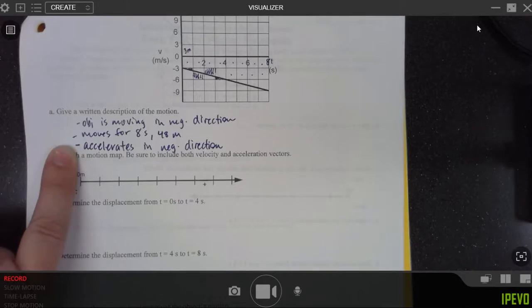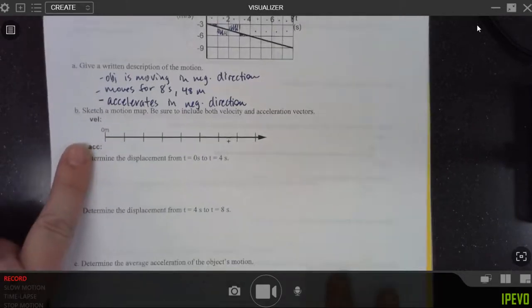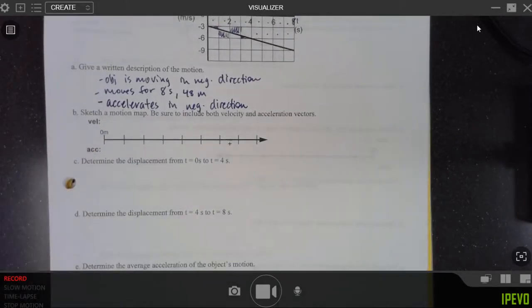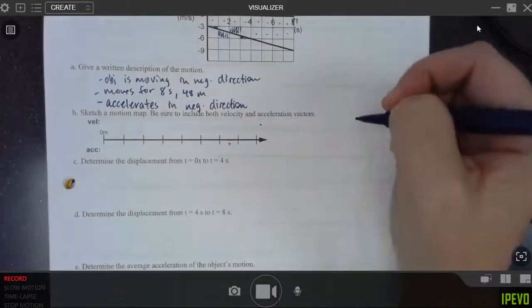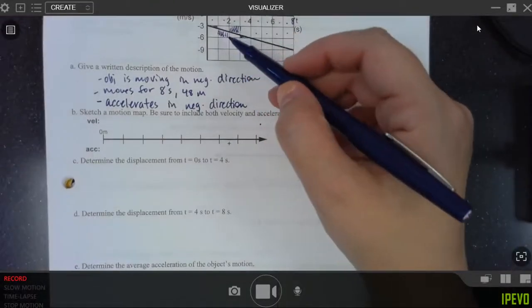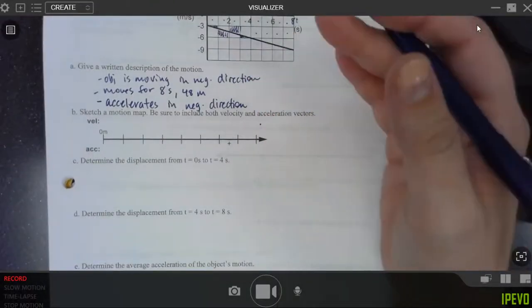Okay. So next, a motion map. With our motion map, we're not really told where it started, but it is moving in the negative direction. So we know we're going to start down at this end. And we know that our velocity is going to get more negative as time goes on. So that arrow should get longer.